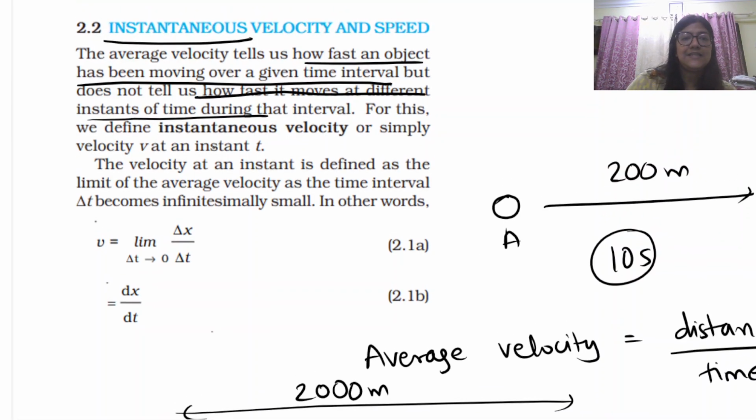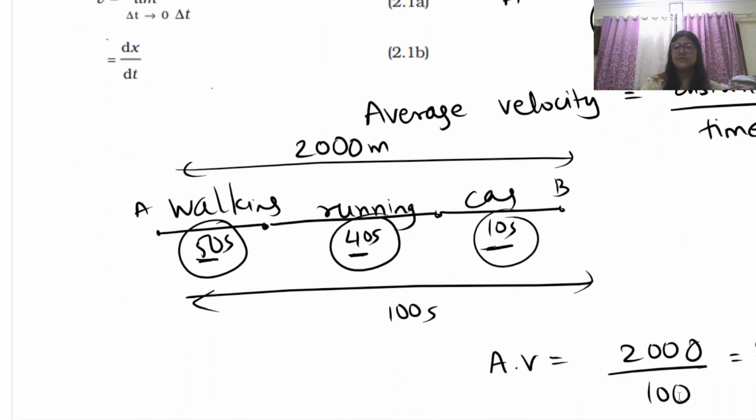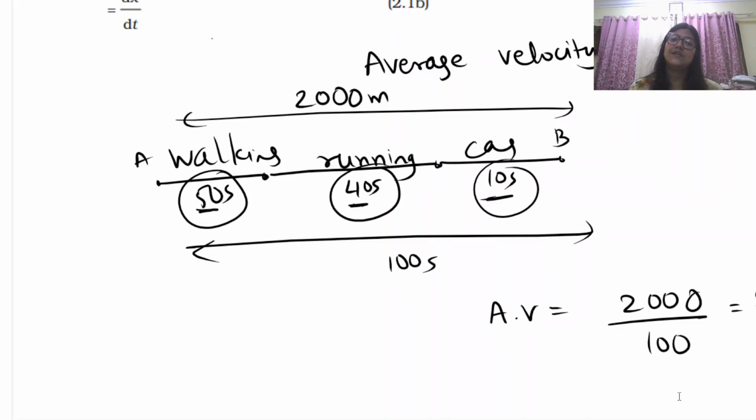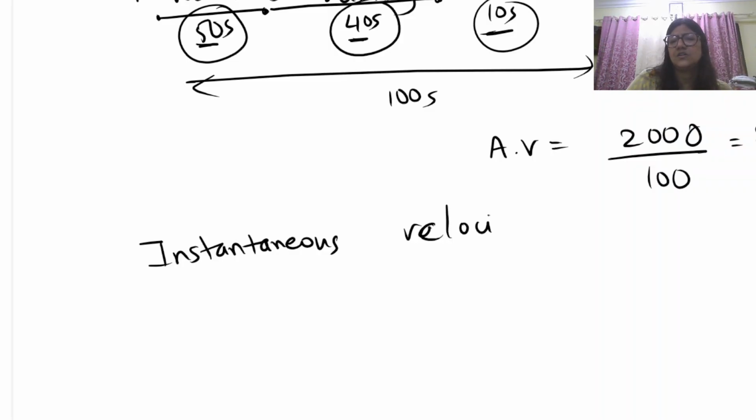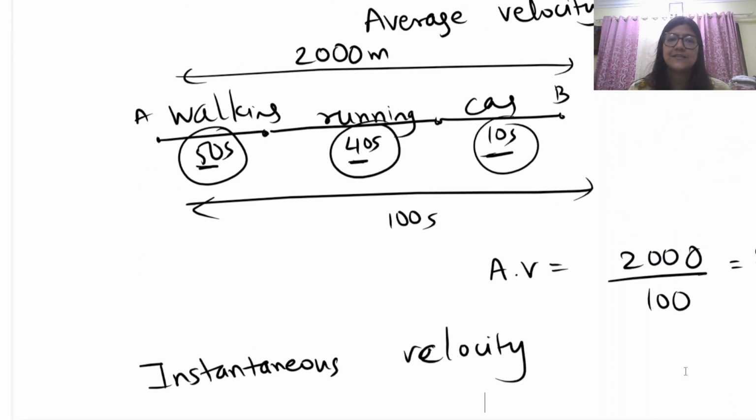And that's what this paragraph is trying to say. For this, we define instantaneous velocity, or simply velocity at an instant t. Now, average velocity is not giving us enough information. So what we can do is start talking about instantaneous velocity. What is instantaneous velocity? What does this mean? A new term for most of you. Doesn't make much sense. It's okay. So now what we do is let's make this smaller.